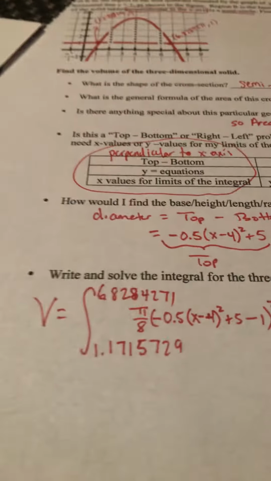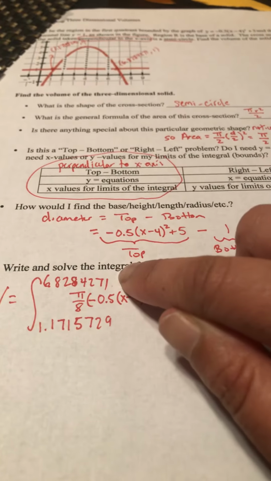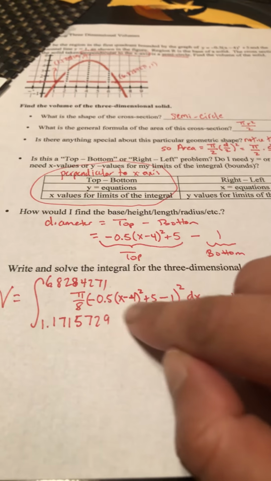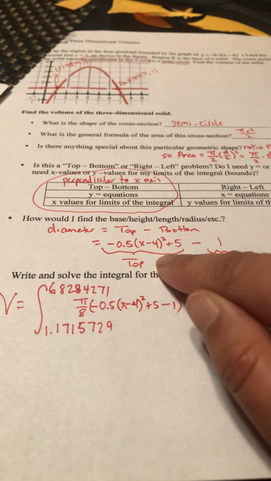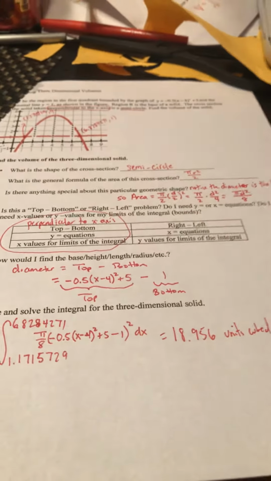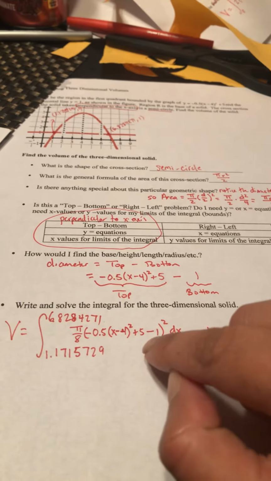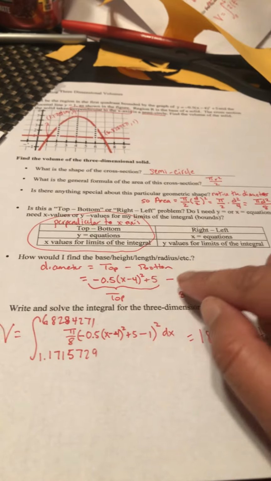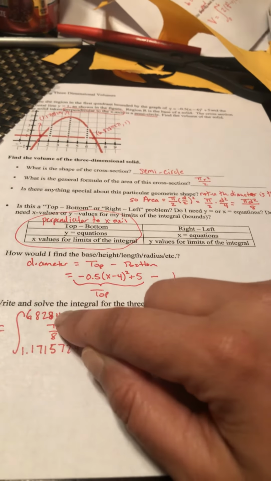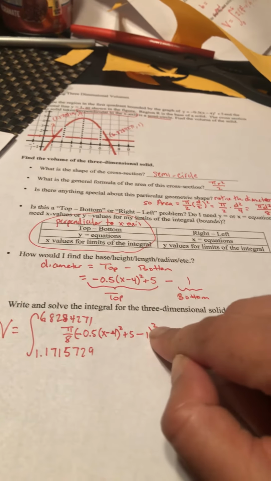The volume equals the integral from the lower x bound to the higher x bound. Put the formula in, pi over 8 d squared, and what do we say the diameter was? This top equation minus this bottom equation. So that's what I have in here, dx. I got to tell you, when I put this in my calculator, I don't bother to type all of this in again. I put this equation in y1, I put this equation in y2, so that way I can just go from this equation to this equation, pi over 8, parentheses, y1 minus y2 squared dx.